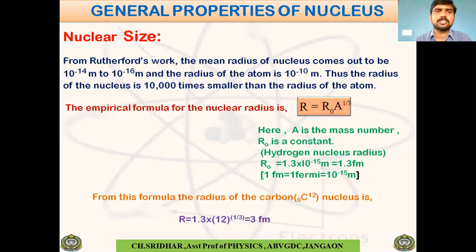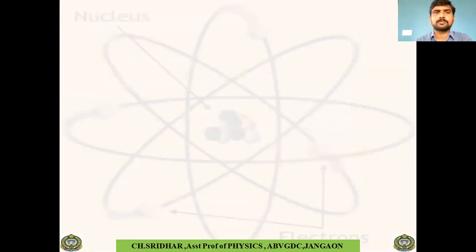The nuclear size is of the order of 1 Fermi, and we can calculate the nuclear size of any nucleus by substituting the mass number in the given formula, that is R is equal to R naught into A to the power 1 by 3. So if we know the mass number, we can estimate the radius of the given nucleus.